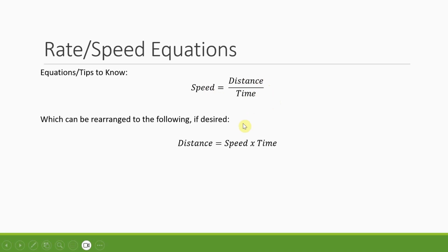If you wanted to rearrange it, you could just multiply the time over here to get distance equals speed times time. I'll often use this because it's easier to write out in these problems, but it's the exact same equation. You don't have two things you have to memorize here.